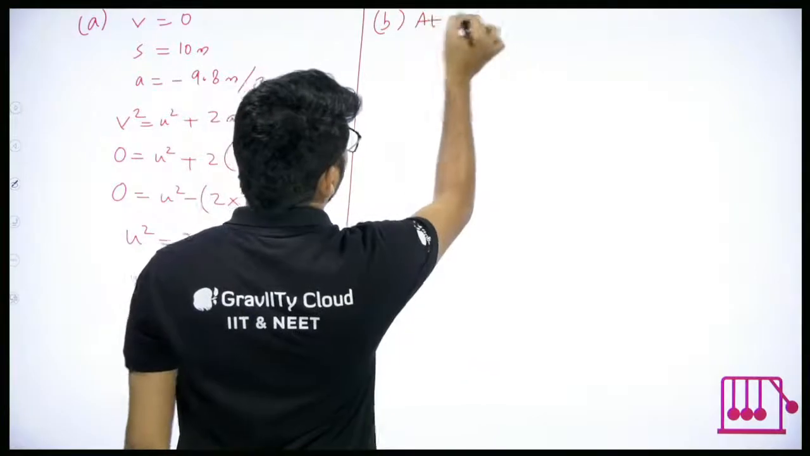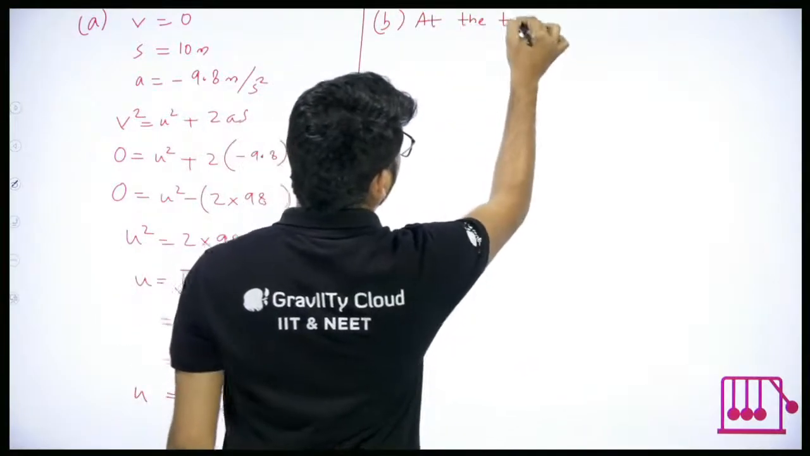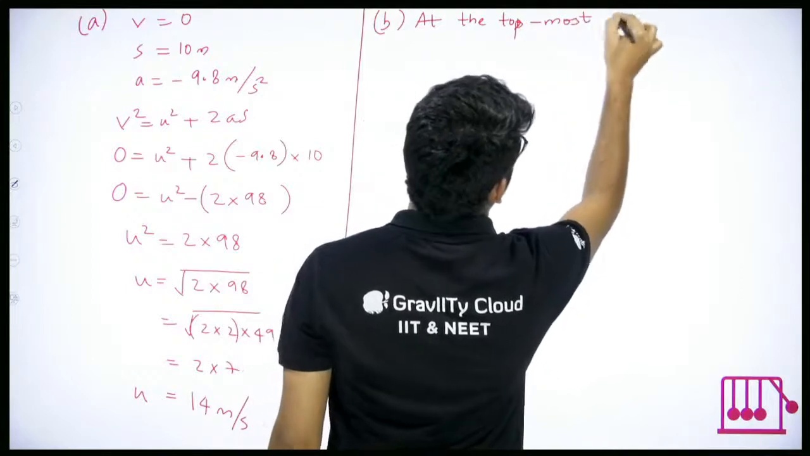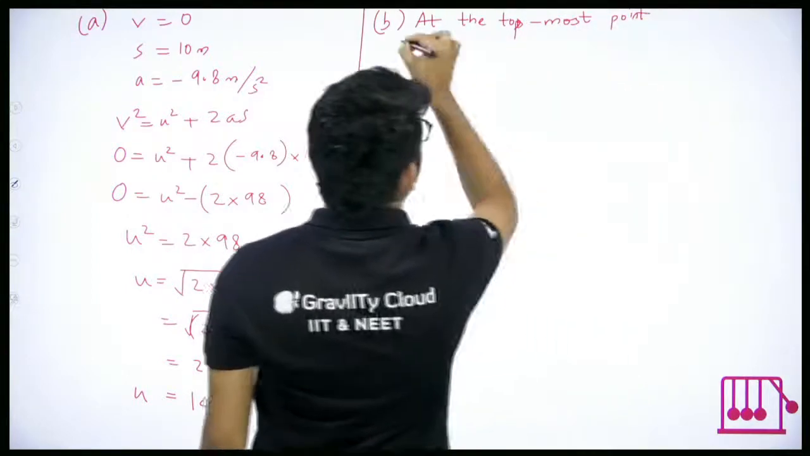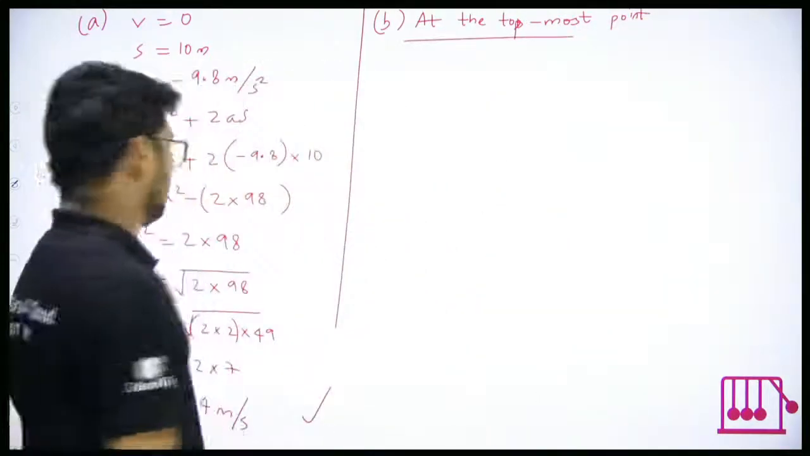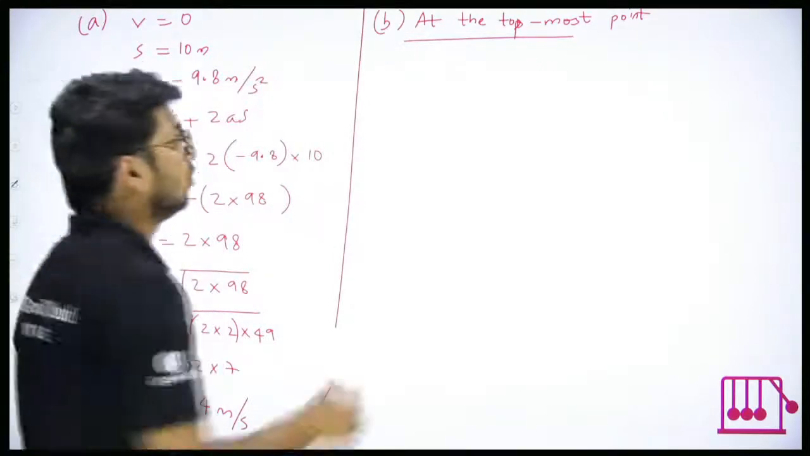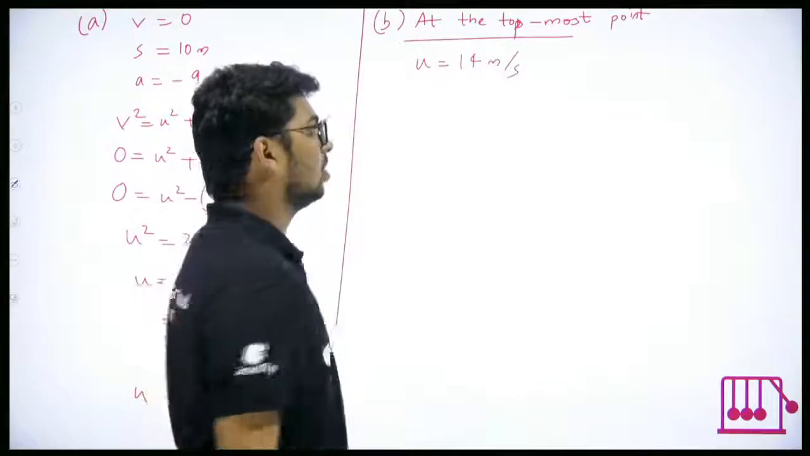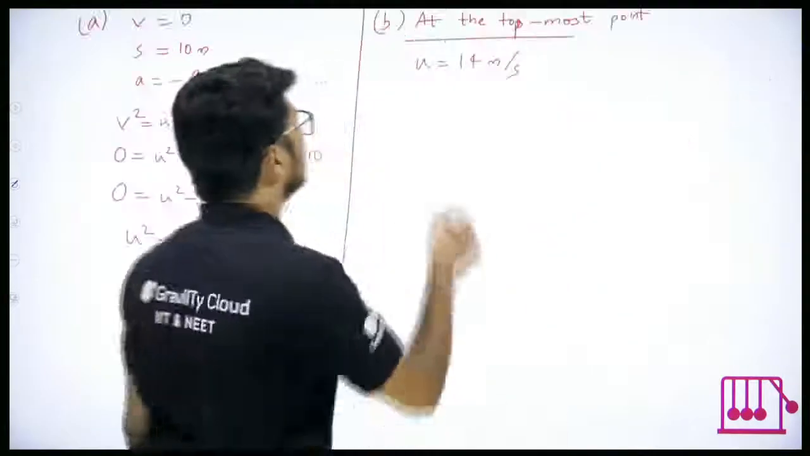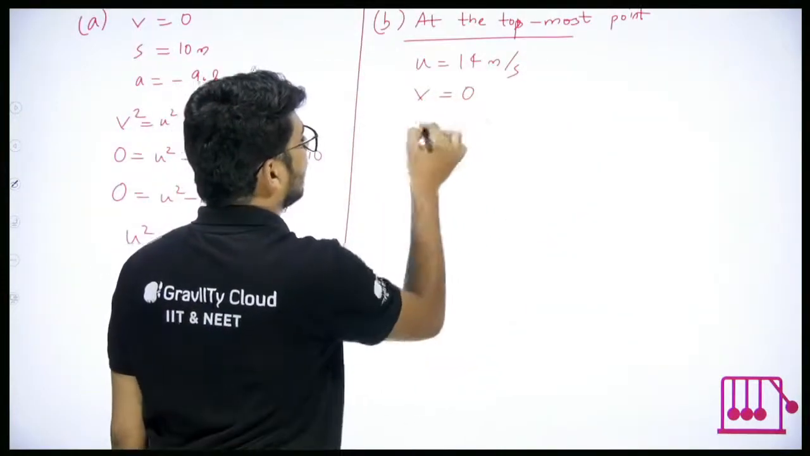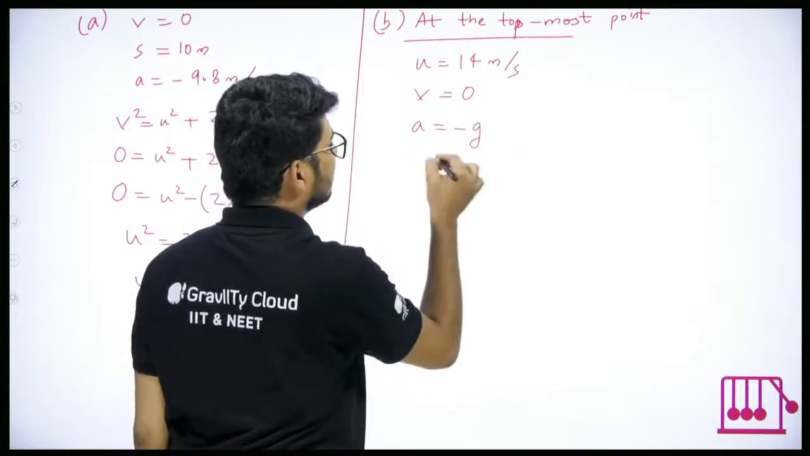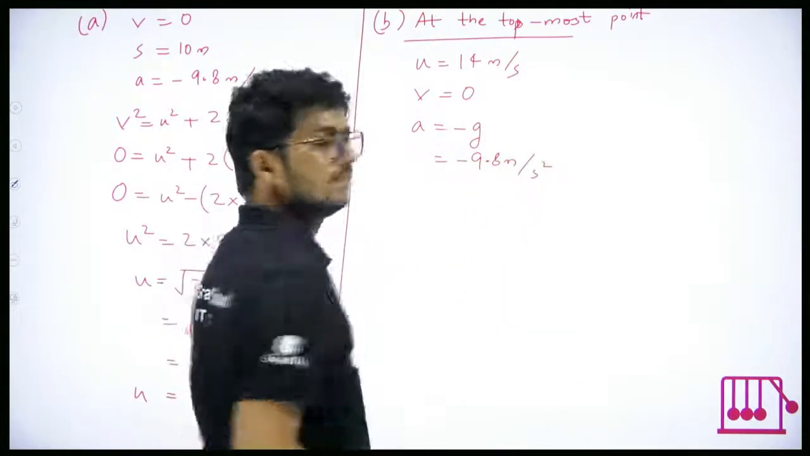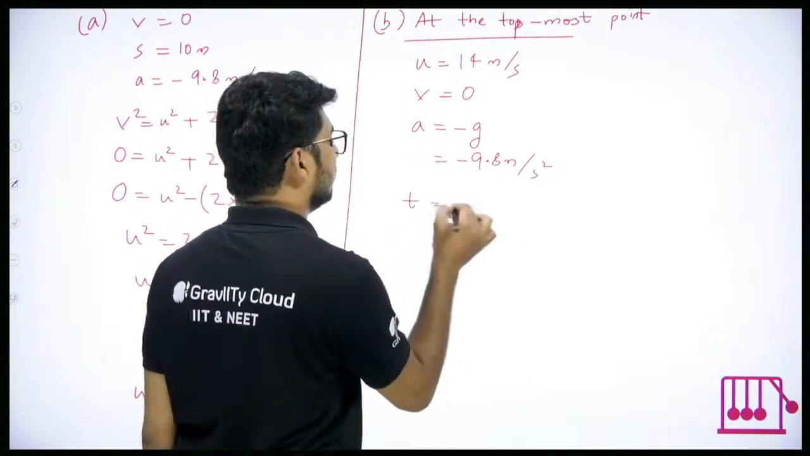Now again, I can say B. I'll take the topmost point. Yes or no? Topmost point. What do we have now? We know that we got u is equal to 14 meter per second. But at the topmost point v is equal to 0. And we know that a is equal to minus g, which is minus 9.8 meter per second square. And we have to find the time.